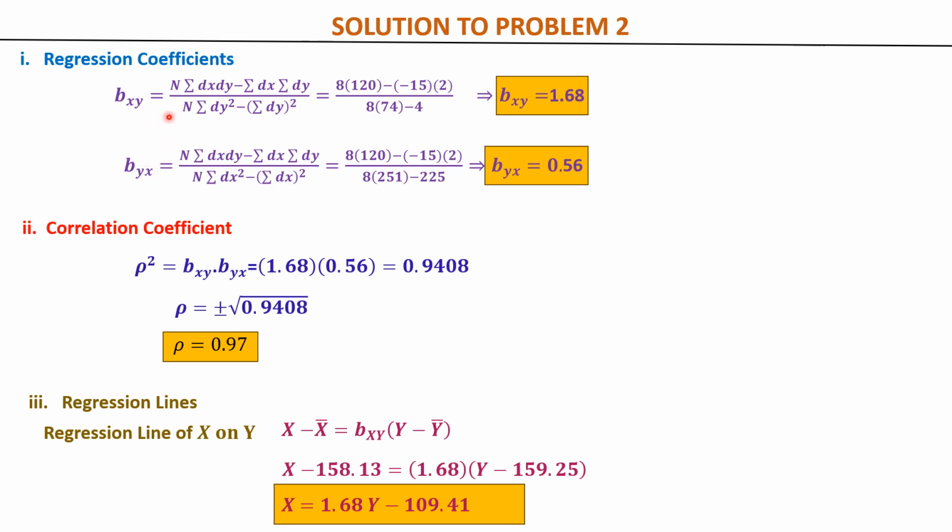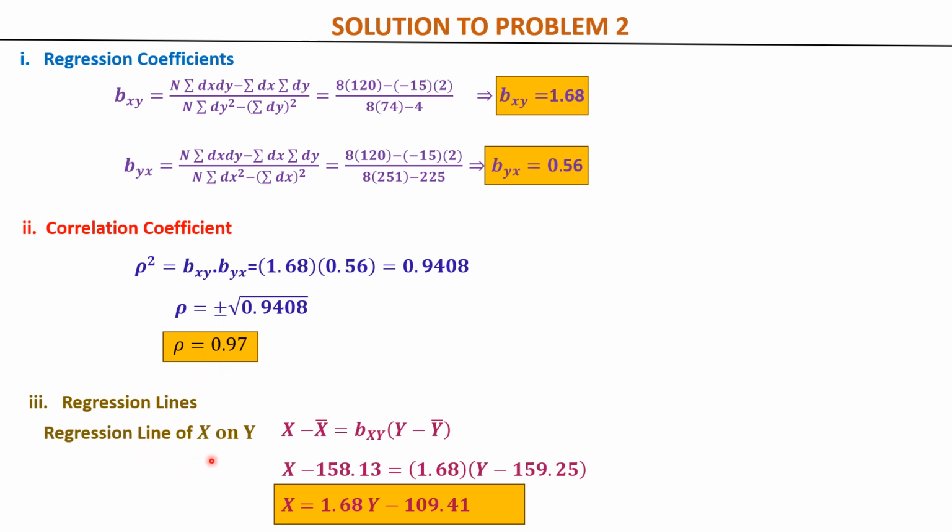Similarly for byx, the numerator is the same, but noting that since I am calculating byx, x is the independent variable, so the denominator will contain only x terms. I have simplified and found byx. Note that both bxy and byx are positive, meaning the correlation coefficient should also be positive. So we calculate rho square by multiplying the two expressions. Because I have plus or minus, and knowing that both are positive, I choose rho to be plus the root of this 0.9408, which is 0.97. So this is the correlation coefficient.